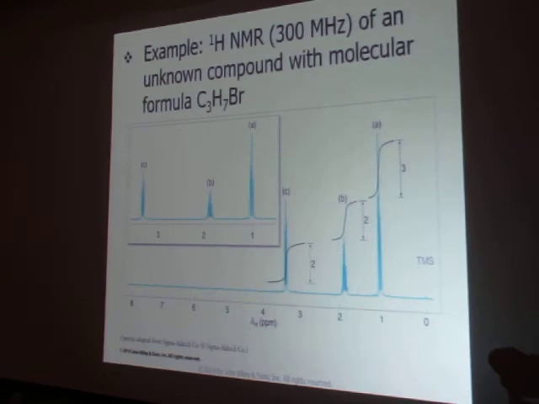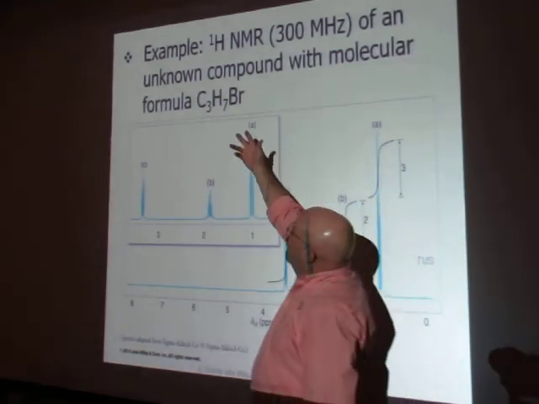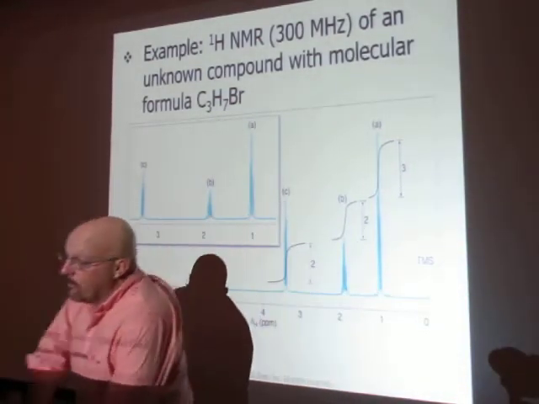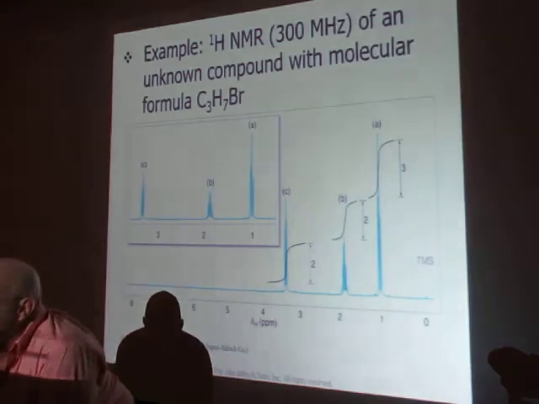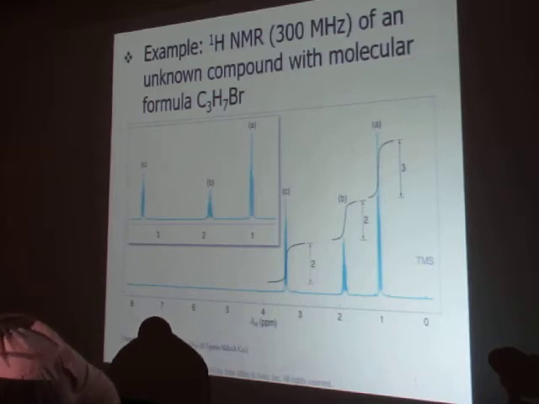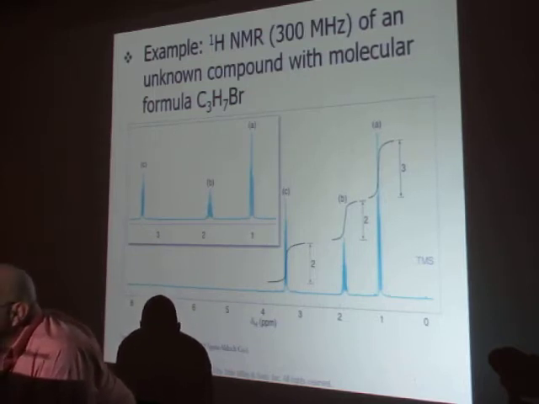So let's look at an example. Now this is a pretty simple example. We're given the formula, C3H7Br, so that's helpful. First thing I'm going to do before I even start on the NMR, if you're given the formula, what's something we've done in the past you might want to do here? You don't know what to draw out.